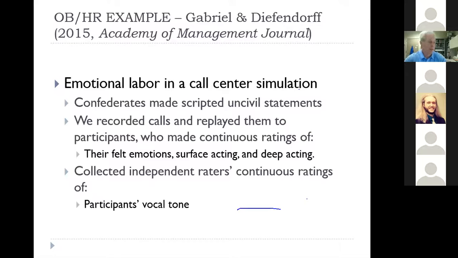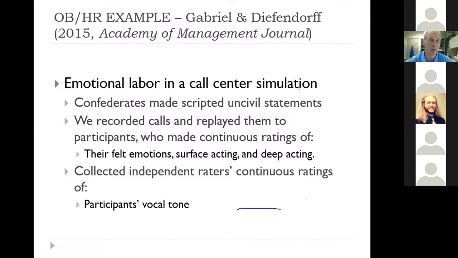Final example comes from stuff in my own lab with Oleg Gabriel a few years ago. We looked at applying this technique to the area of emotional labor, which is managing emotions as part of the work role. And we had a call center simulation that we designed where we had confederates playing the role of a rude customer who said uncivil comments at specific points during the interactions. We recorded the calls and played them back for participants who then made continuous readings of their affect, their surface acting, as well as their deep acting.